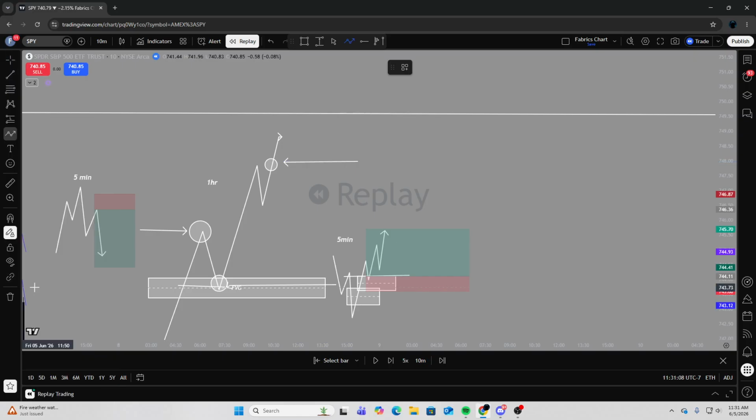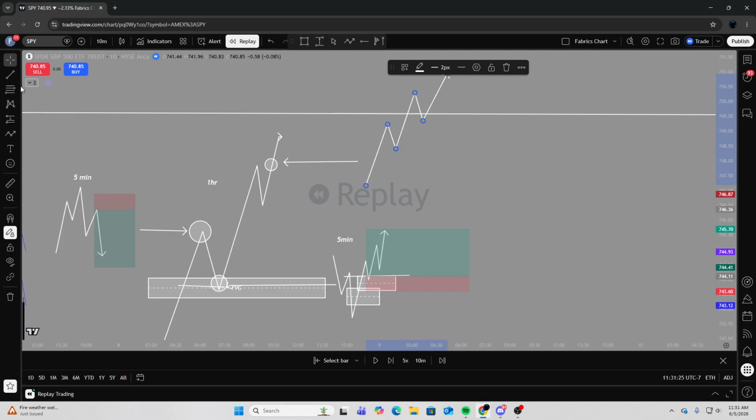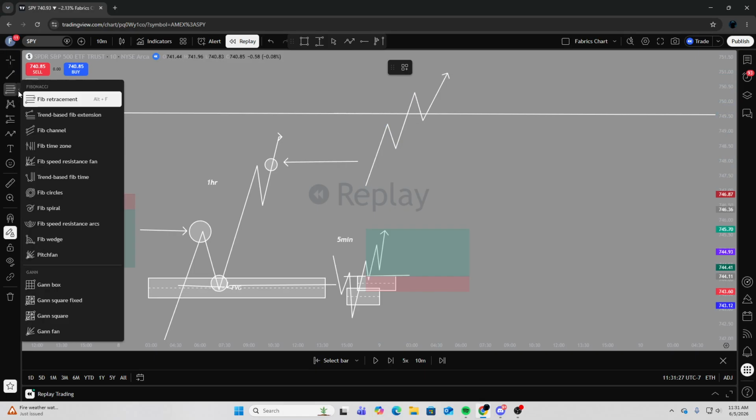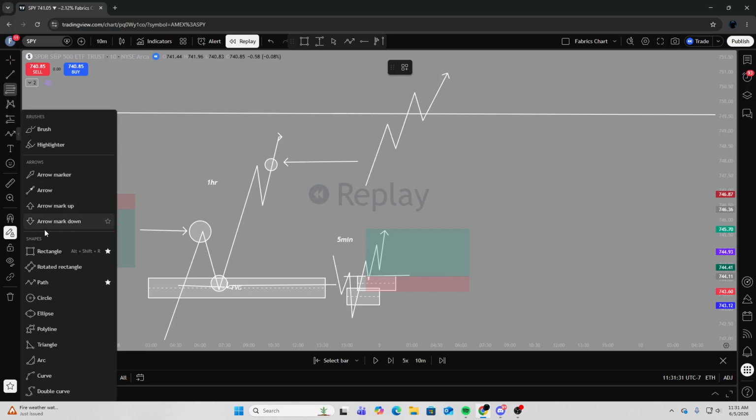Like straight up. All right, and then you're going to see this run up here, right? And these are just continuation models. This is the 1 hour, right? And what you're basically looking for is fair value gaps here. Just a simple entry on a fair value gap.